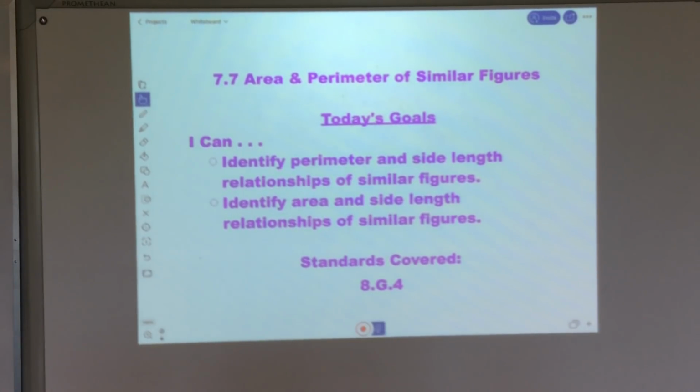Today you'll be learning the second half of lesson 7.7. This part of the video is going to be on the area of similar figures. Okay, so in this video we're learning to identify area and the side length relationships of similar figures.